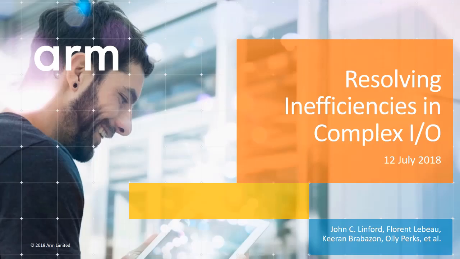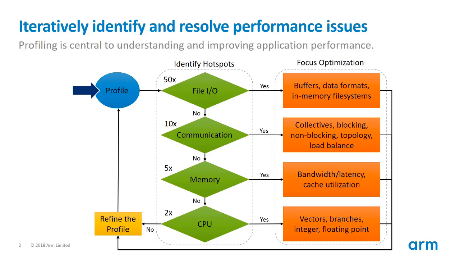Today's presentation will focus on identifying and resolving inefficiencies in I/O systems. Now, this is just one part of the complete performance optimization workflow that I'm showing here. The workflow begins by profiling your application to identify hotspots. Once you've identified those hotspots, you focus your optimization efforts on one particular aspect of the application. In this case, we're going to focus on file I/O.